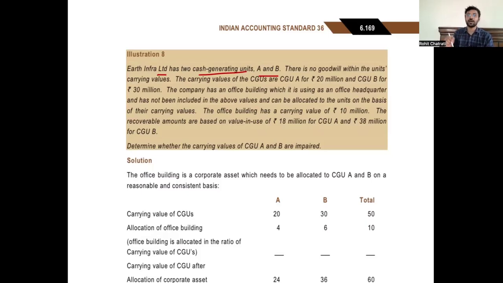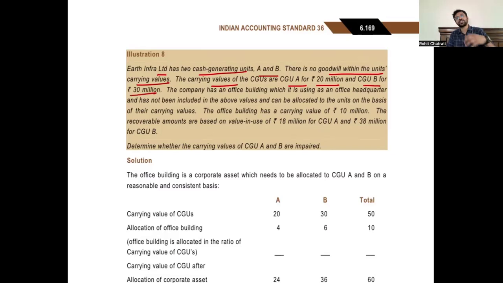In such a way, Earth Infra Limited is said to have two cash generating units. Cash generating unit A will have certain plant and machinery. Cash generating unit B may have certain other plant and machinery. There is no goodwill within the units' carrying values; no goodwill is allocated to A and B. The carrying value of CGU A is 20 million and CGU B is 30 million.